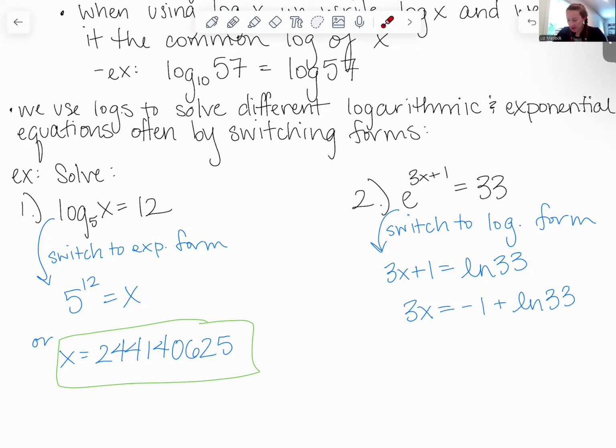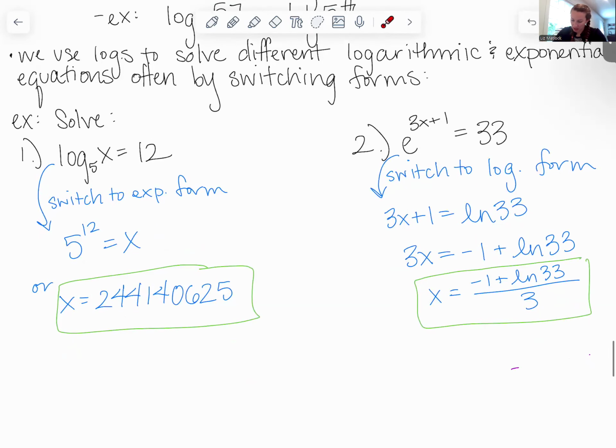So we can solve for x now. I'm going to subtract 1 from both sides. So I have negative 1 plus ln of 33. You could have written ln of 33 minus 1. The reason I didn't is because I didn't want it to look like that minus 1 was inside of the natural log function, because negative 1 plus ln of 33 is very different than ln of 32. Then I can solve for x by dividing by 3 here. And that's my answer, and this cannot be simplified any further.